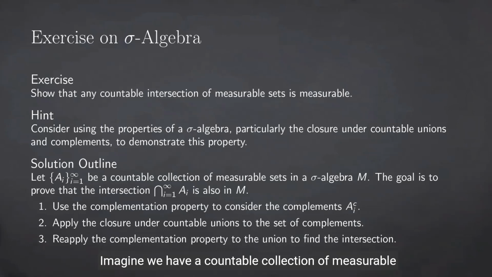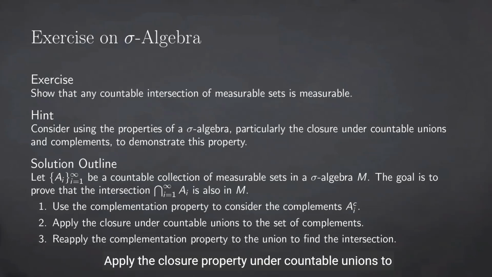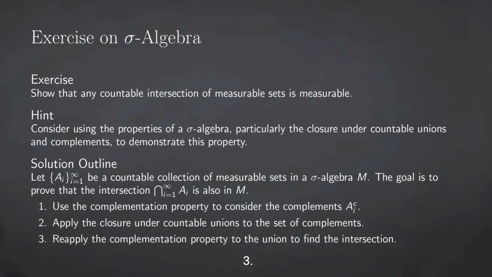Imagine we have a countable collection of measurable sets, denoted as A sub i, where i ranges from 1 to infinity, all within a sigma algebra M. Our goal is to prove that the intersection of these sets, the big intersection from i equals 1 to infinity of A sub i, also belongs to M. Here's how we do it. 1. Start by considering the complements of these sets, which are A sub i complement. 2. Apply the closure property under countable unions to these complements. 3. Finally, reapply the complementation property to this union to retrieve the original intersection.